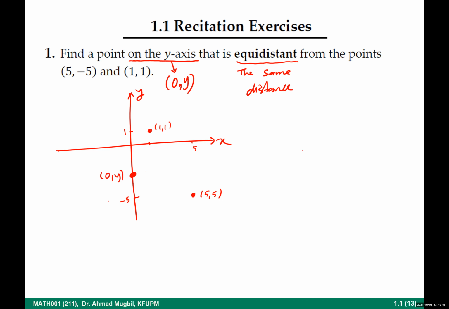0 and y. Now, what we need to do, Shabab, what do we have? It says that the distance from this point to the point 1 and 1 is the same as the distance to the point what? 5 and -5. Okay, so let's call this one D1 and this one D2. So what do we have? D1 equals D2. The distance now is not about the distance between these two points, but the point on the y-axis that is equidistant. Now, what is the distance between this point and this point? Square root of what? 1 minus 0 all squared plus 1 minus y all squared.